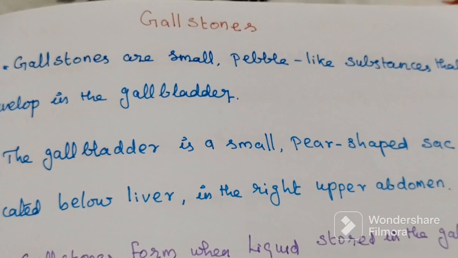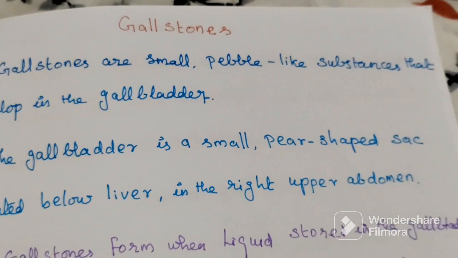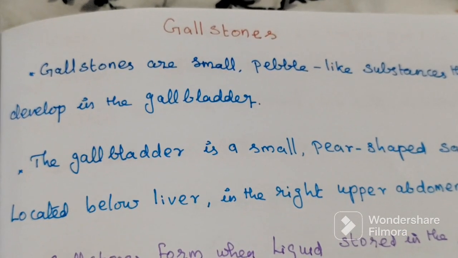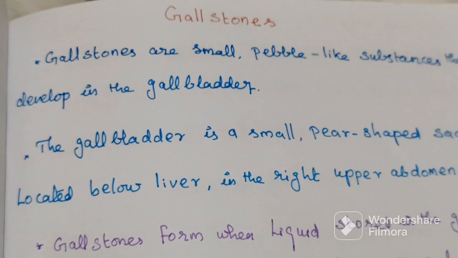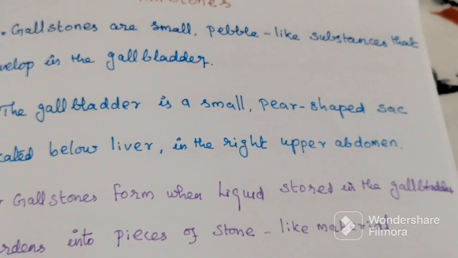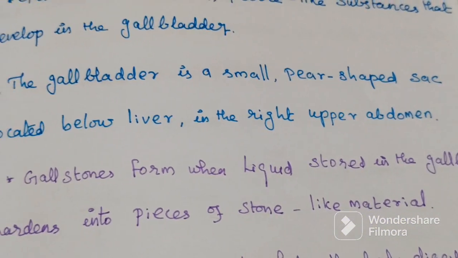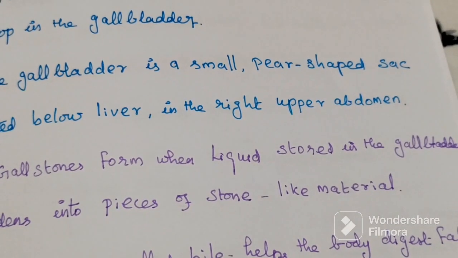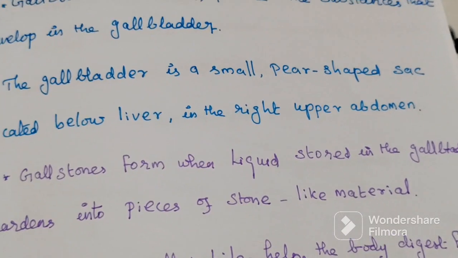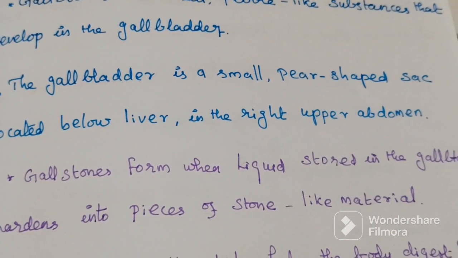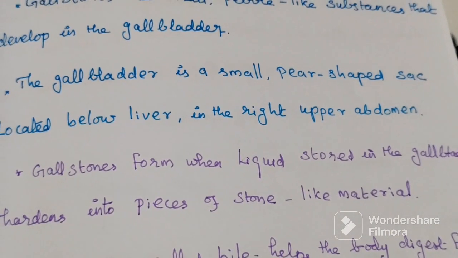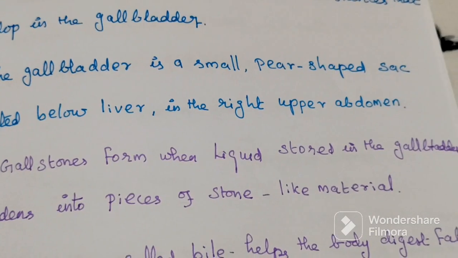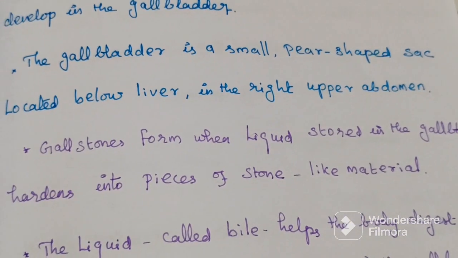Gallstones are small pebble-like substances that develop in the gallbladder. The gallbladder is a small pear-shaped sac located below the liver in the right upper abdomen.